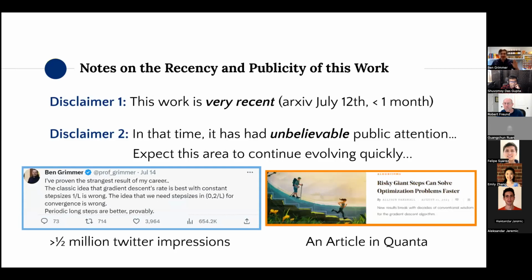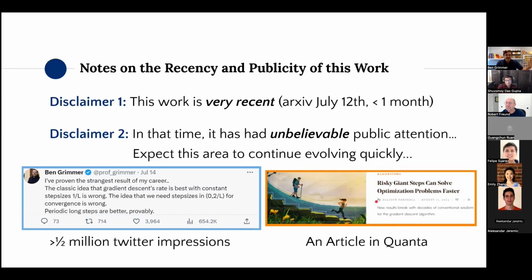Disclaimer number 2, this work has had an unbelievable track of public attention. When I first put this online and tweeted about it, it got like 500,000 impressions, and this morning an article in Quanta showed up. So I think there are lots of eyes on this work, which means it will probably become outdated quickly. I hope it becomes outdated quickly and we find even better ways to do what I'm going to talk about. So don't expect me to give conclusive, end-of-the-story things here. I'm hoping there is much more to come, and this attention will rapidly get us to even better results.